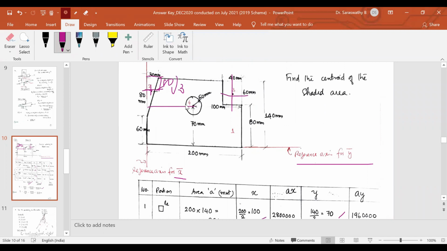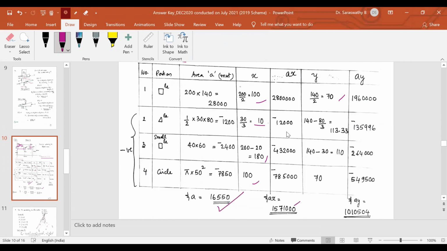the center of the circle is located at a distance of 70 mm from the bottom. It is given in the question. The center is 70 mm. So y for the circle is 70. So similarly as earlier, do a into y, a into y, a into y.